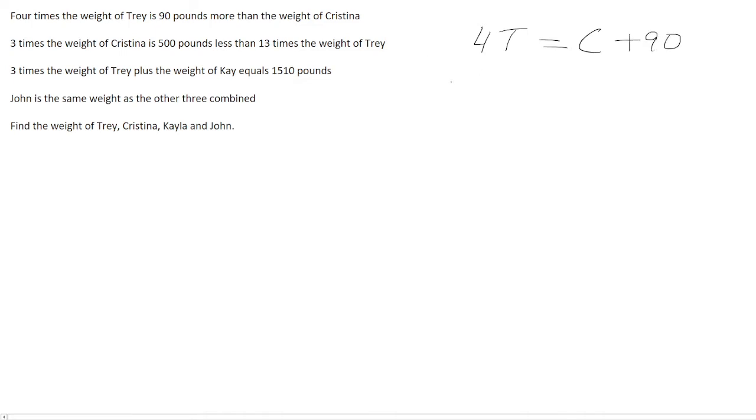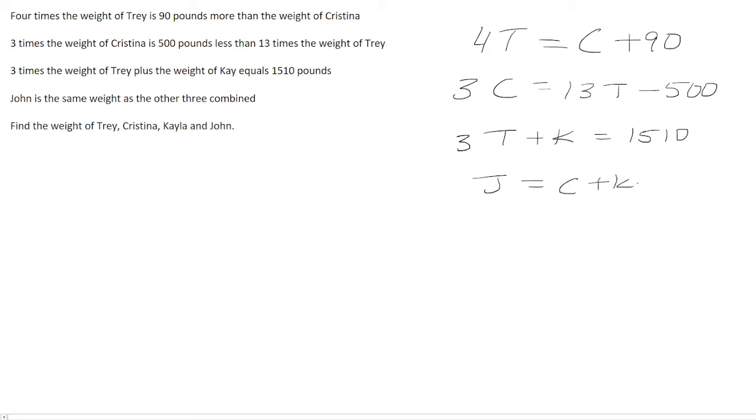3 times the weight of Christina, so that's 3c, is 500 pounds less than 13 times the weight of Trey. So whatever 13 times the weight of Trey is, it's going to be 500 pounds less, so we have to subtract 500. 3 times the weight of Trey plus the weight of K equals 1,510 pounds. And then John is the same weight as the other three combined. So that's going to be C plus K plus T.